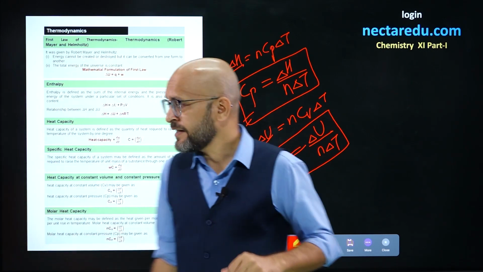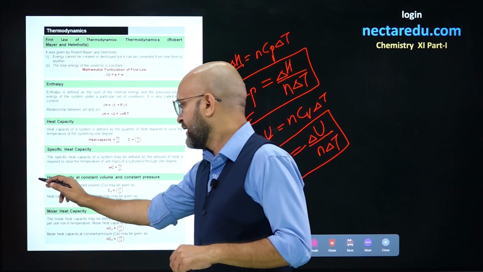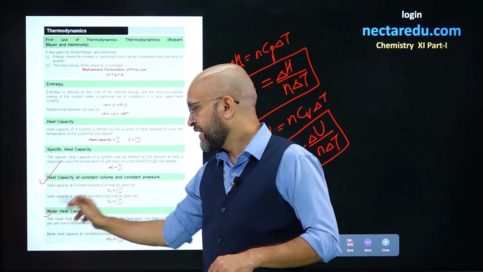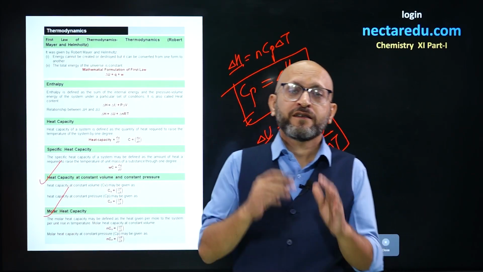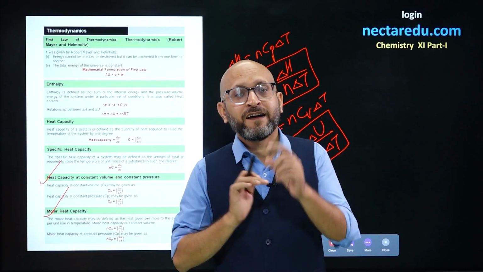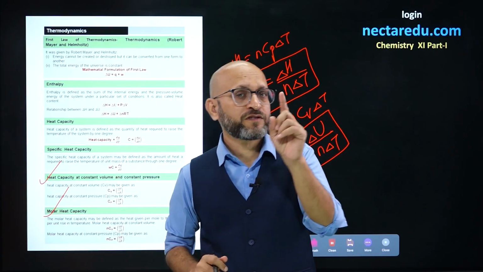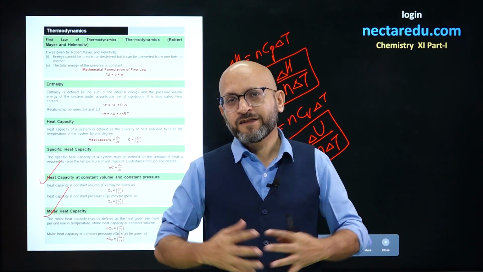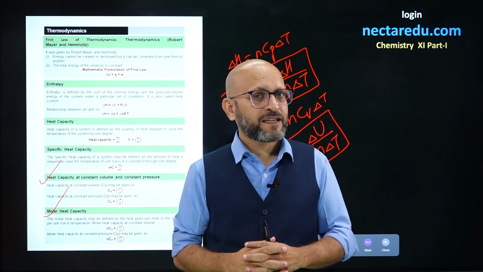Alright, so we are done with heat capacity at constant pressure as well as at constant volume. Molar heat capacity I already explained: the energy required to increase temperature by 1 degree Celsius of 1 mole of substance is called molar heat capacity. So these are a few formulas we will be using in thermodynamics.